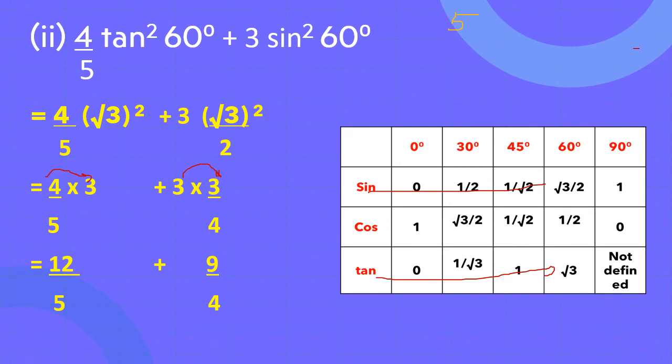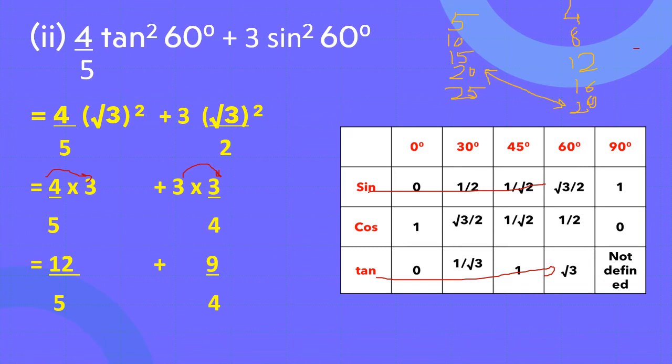5 ones are 5, 5 twos are 10, 5 threes are 15, 5 fours are 20, 5 fives are 25. Okay, I'll write down this and let me check for 4 also. 4 ones are 4, 4 twos are 8, 4 threes are 12, 4 fours are 16, and 4 fives are 20. So do you get any number which is common to both? Yes, this number 20 is common to both.